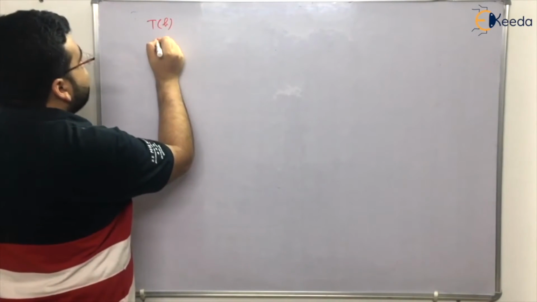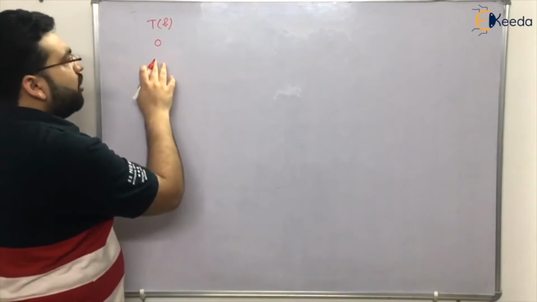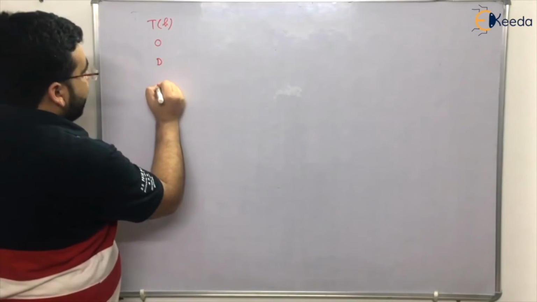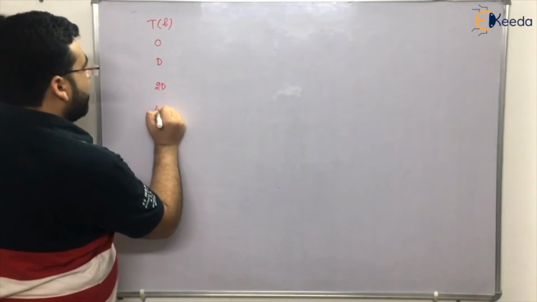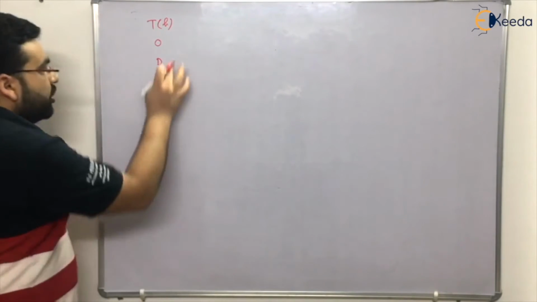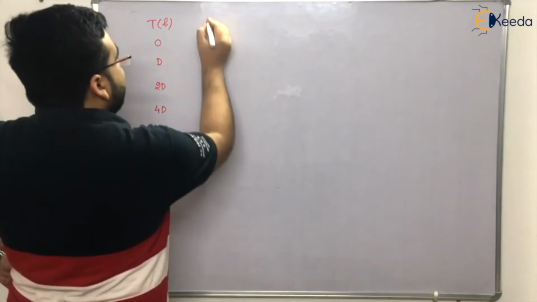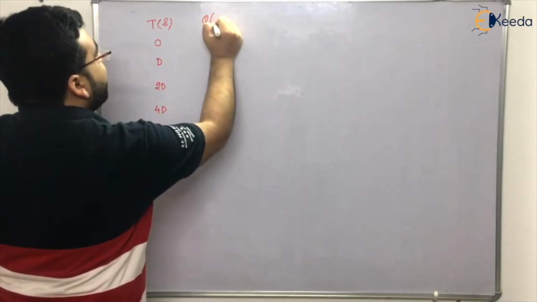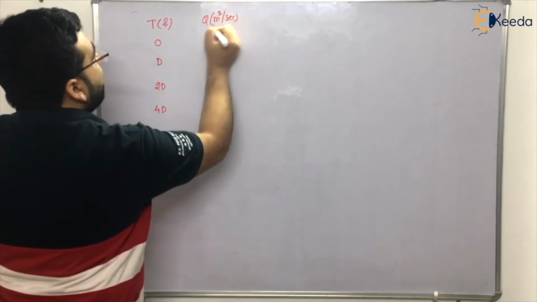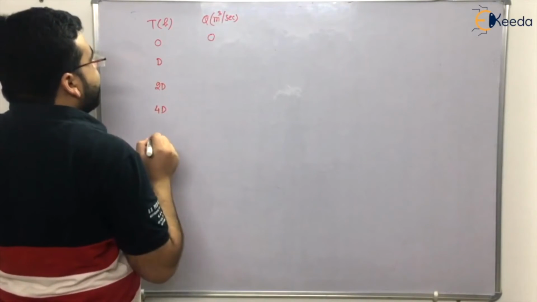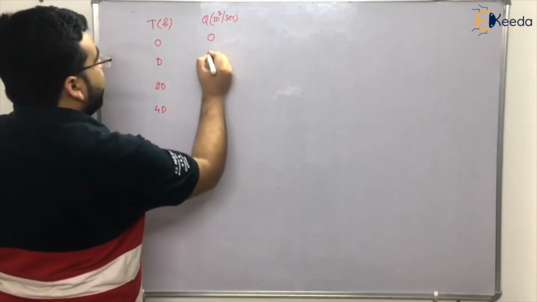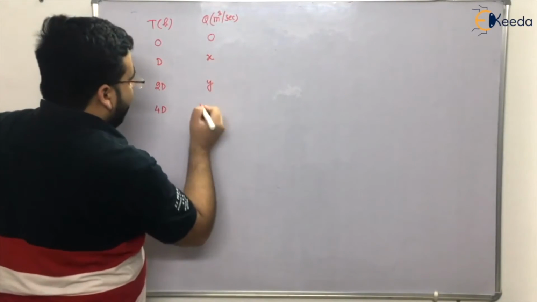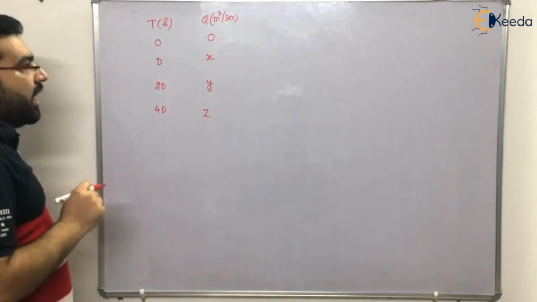Let us say zero duration, and then let us take DRs. Then you are given 2 DRs, then 4 DRs. You are given only 4 durations, right? And you are also given the discharge Q in meter cube per second. Let us say initially the discharge was 0. Then you have a discharge of X, then a discharge of Y, and then a discharge of Z. Now what is happening?